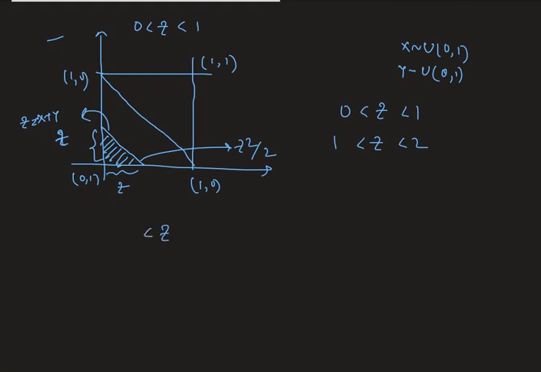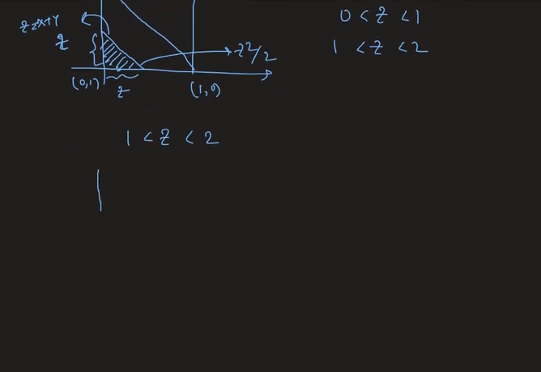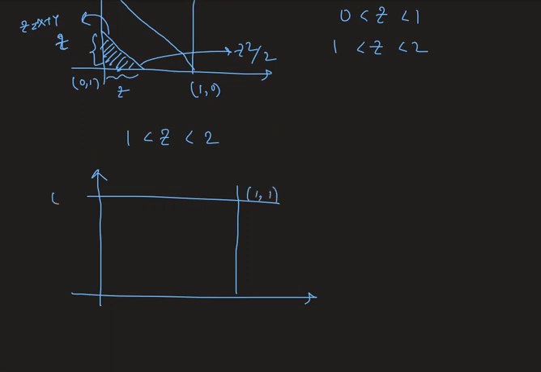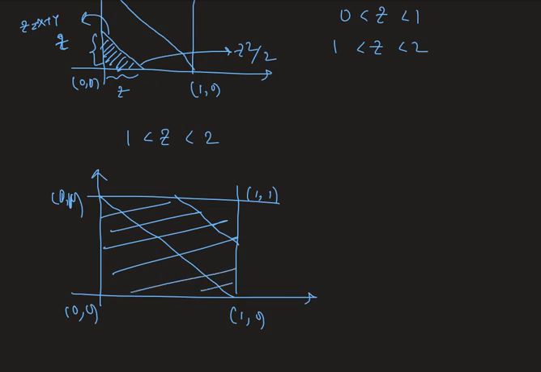Now the second portion is z in between 1 to 2. So the pictorial representation looks like this, and our required area is the lined portion. Now first we have to find this coordinate. Here in this coordinate the x value must be 1 and the y value is z minus x, where the value of x is 1. Therefore the y coordinate is z minus 1.